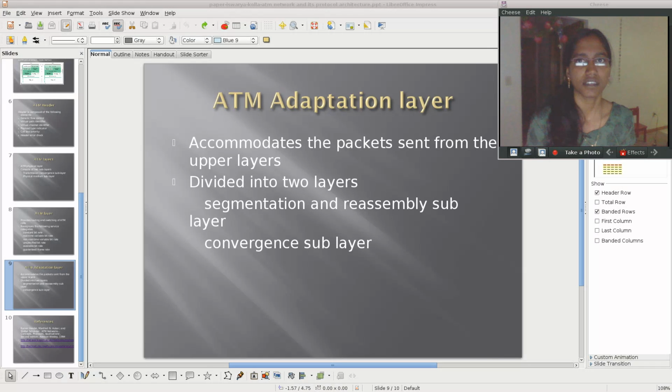Type 2 uses class B and has the same functions as type 1. The additional functions of type 2 are notifying the higher layers regarding errors and transferring timing information between source and destination.